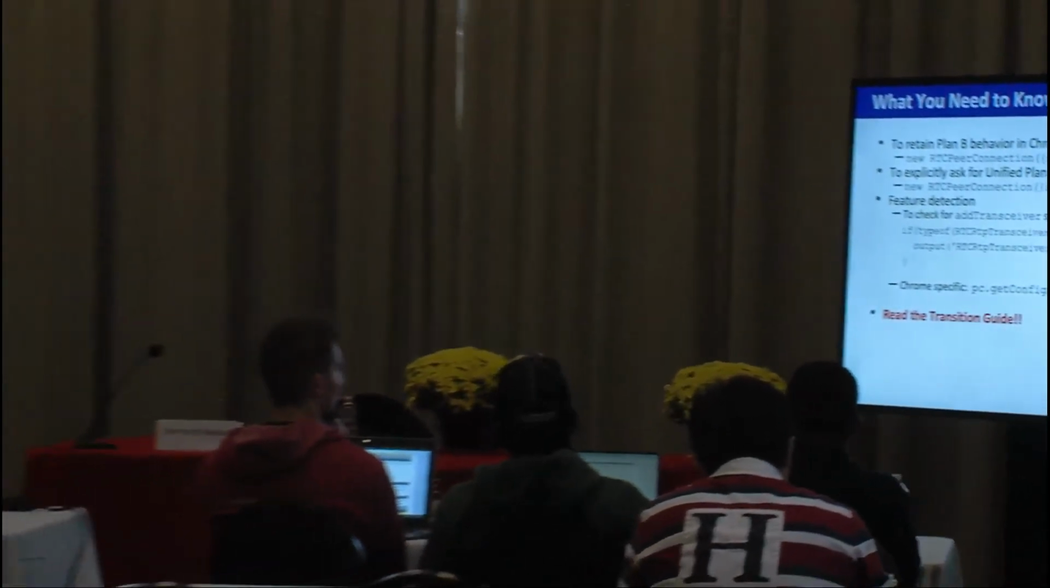That pretty much tells you you've got Unified Plan if you have that method, if you have that object available to you. So you can do it that way. And if you want to do it a Chrome-specific way, which I wouldn't recommend, you can just do pc.getConfiguration and see what your SDP semantics attribute is set to, Plan B or Unified Plan.